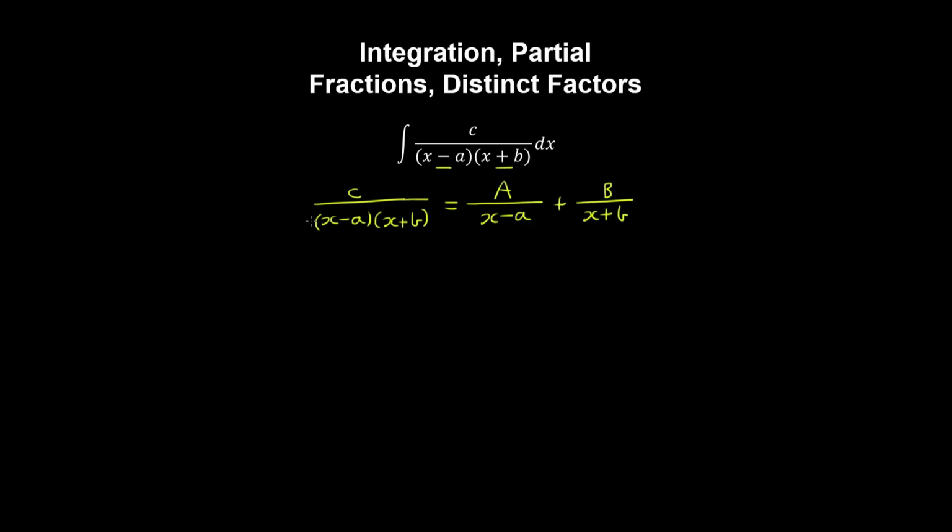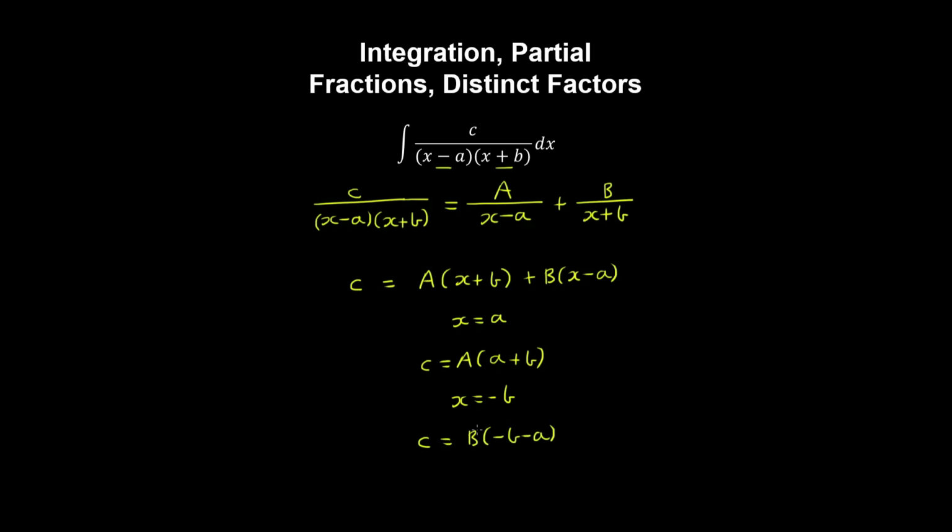And now if we multiply through by x minus a by x plus b, we obtain the following expression. And now you can set x equals a to get rid of this term, and that'll give you the following equation. And then you can solve for a, and similarly if you set x equal to minus b, we get rid of the left term, and we obtain the following equation, which you can solve for the constant b. And now integrating this sum is much easier than integrating this term.